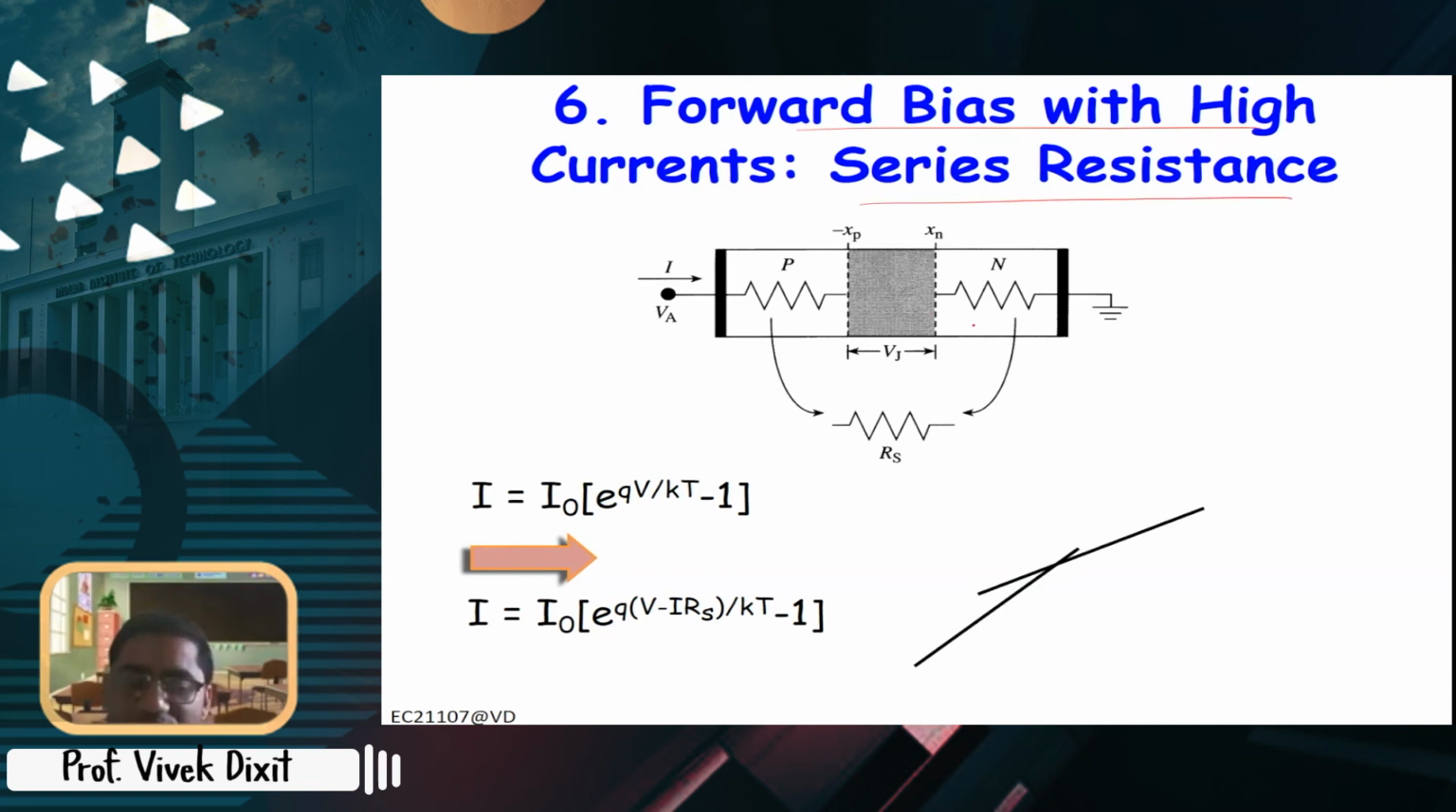Your series resistance will play a role. Of course, you can add both these resistances from the P region and N region and call it RS. And this V is replaced by V minus the drop across the series resistance, right? So the V at the junction will be V minus I times RS. So this will again reduce the slope.